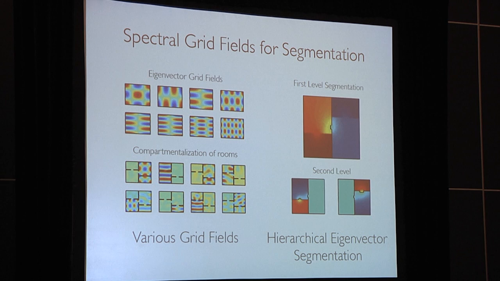For this reason, grid fields are sensitive to compartments in the environment, and can even be used to hierarchically segment the enclosure along natural boundaries. Grid cell representations therefore naturally support hierarchical reinforcement learning by providing natural subgoals. In summary, we demonstrate how optimizing spatial representations for reinforcement learning causes place and grid fields to emerge naturally with relatively few parameters. Thank you, and please check out our poster, number 73, this evening.